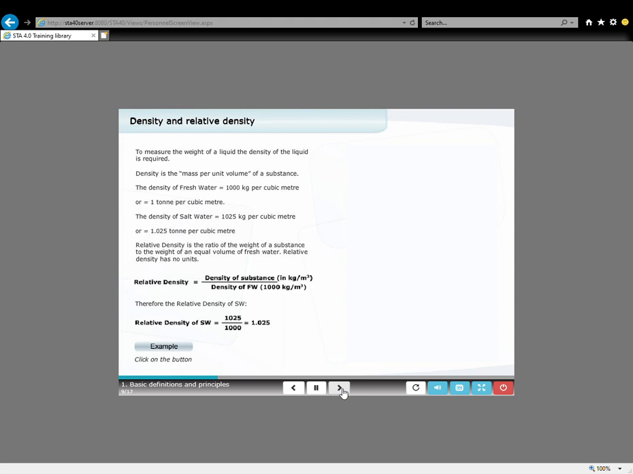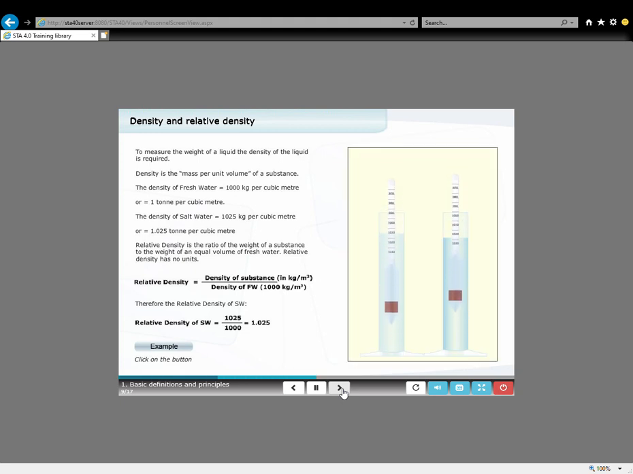To measure the weight of a ship, the density of the water in which it is floating is required. This can be found by the use of a hydrometer. Similarly, to measure the weight of a liquid cargo, the density of the liquid is required. There are two main types of density used in stability calculations. Density, which is defined as the mass per unit volume of a substance. The units for density are normally tons per cubic metre.